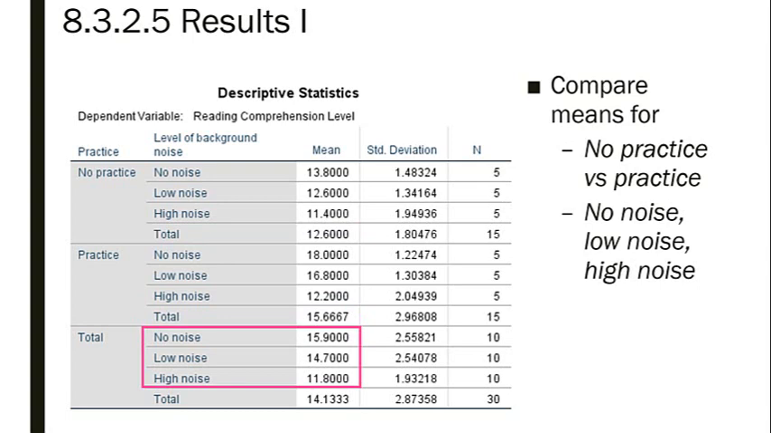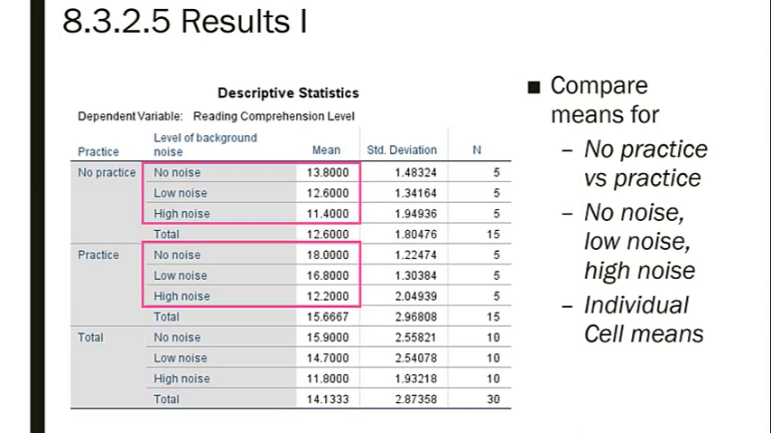And then if we compare noise levels, so ignoring whether they practiced or not, was there a difference in reading comprehension scores for no noise, low noise, or high noise? There we want to look at the total column down here at each of these 3 values. And it does look like comprehension scores were highest for the no noise group and lowest for the high noise group, which is what you might expect. Now, whether that's a statistically significant effect, we can't tell from these individual group means.